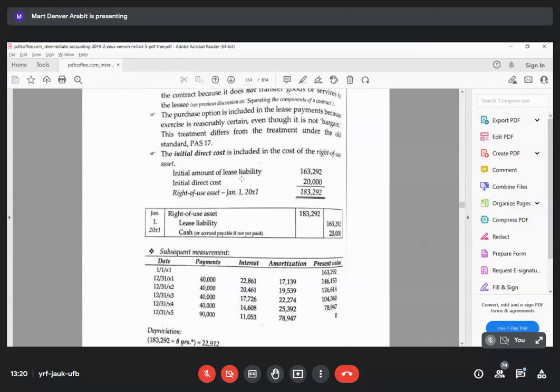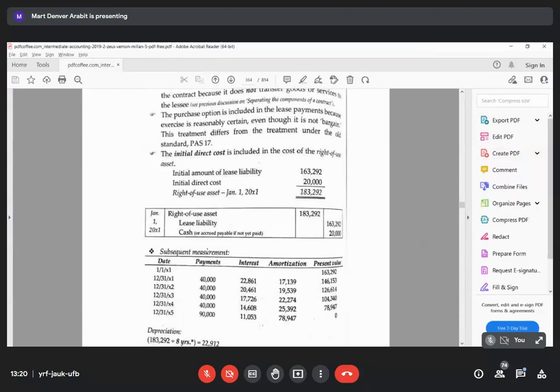So there may be a problem na I will be asking for initial direct cost and ang binigay ko lang ng mga figures is this amount, then dapat alam nyo na kung paano siya compute. Okay? So, credit cash 20,000 for the paid initial direct cost, which was also included na doon sa ROU natin.